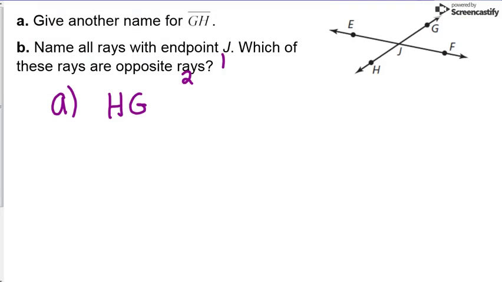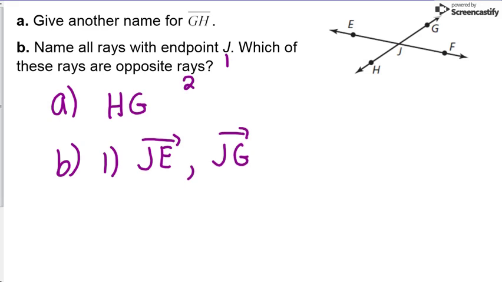Right, so in this picture, it says, give another name for line segment GH. So one way that we could write that would be line segment HG. The next question says, name all rays with endpoint J. So we could say JE, we could say JG, we could say ray JF, we could say ray JH.